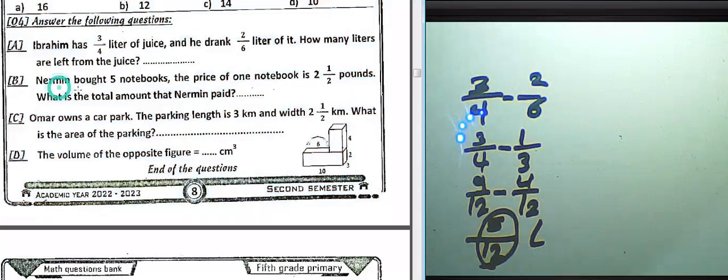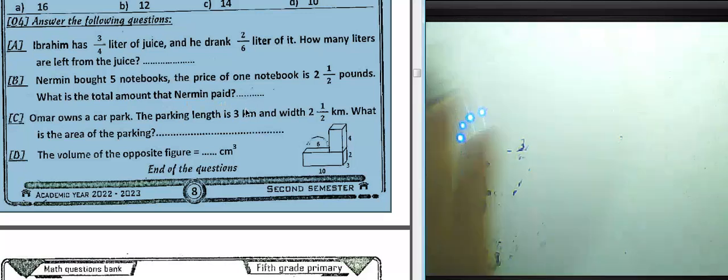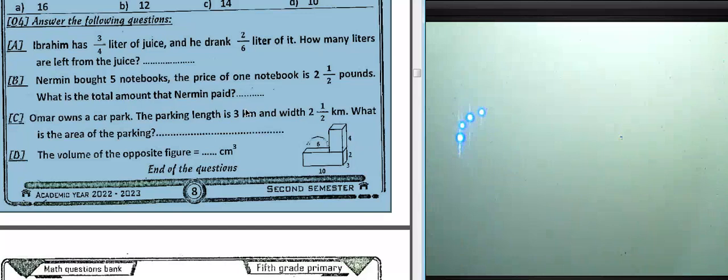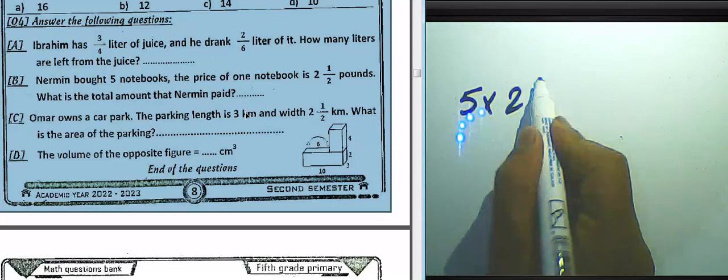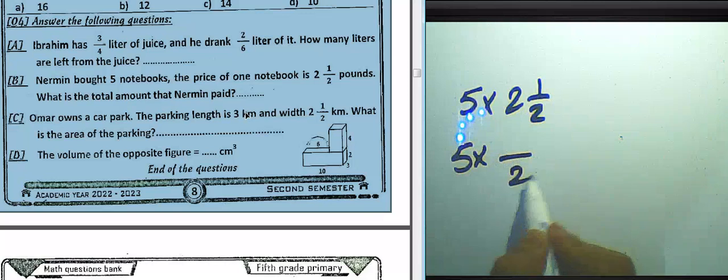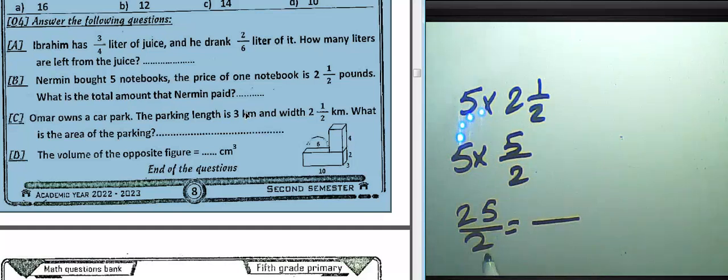Question B. Nermeen bought 5 notebooks. The price of a notebook is £2.5. What's the total amount that Nermeen paid? Nermeen paid 5 multiplied by 2.5, because she paid the price of one notebook, £2.5. We can write 5 here and write 2 1/2 as an improper fraction: 2 times 2 equals 4 plus 1 equals 5, over 2. And 5 times 5 equals 25. 25 divided by 2, we can convert it from improper to mixed number.